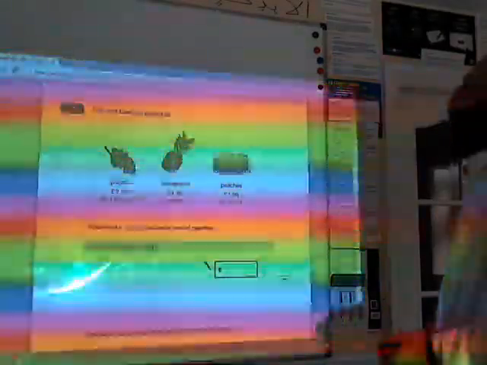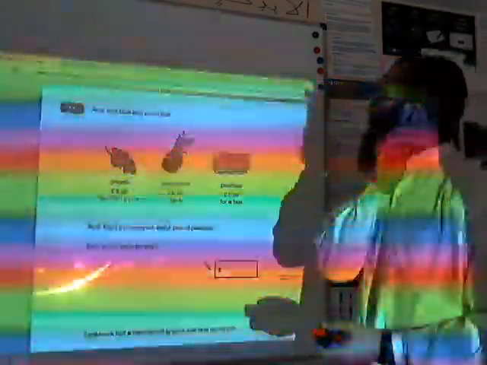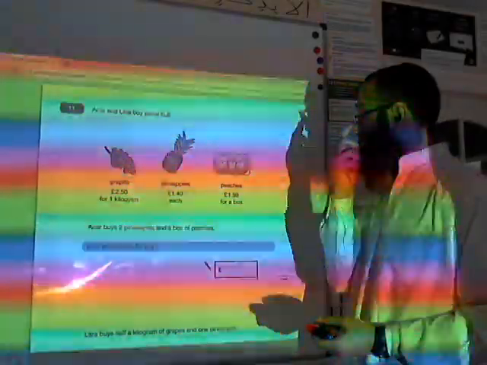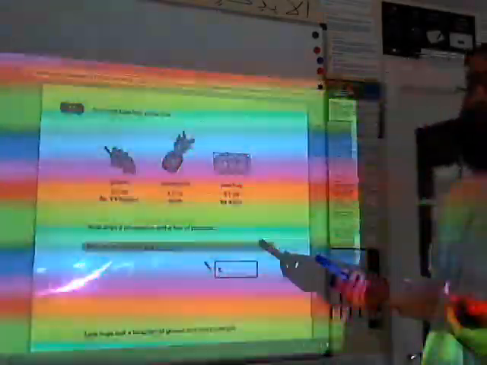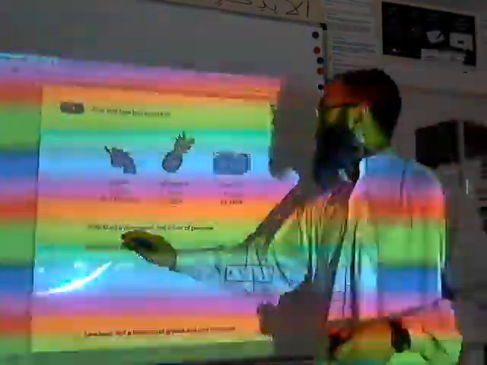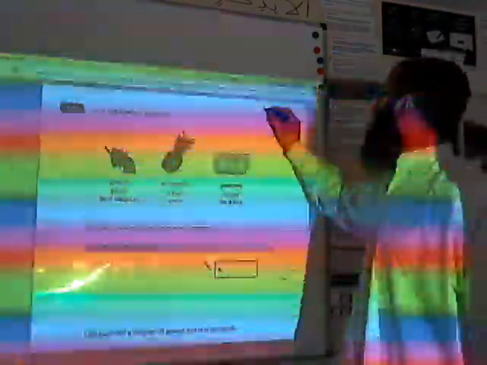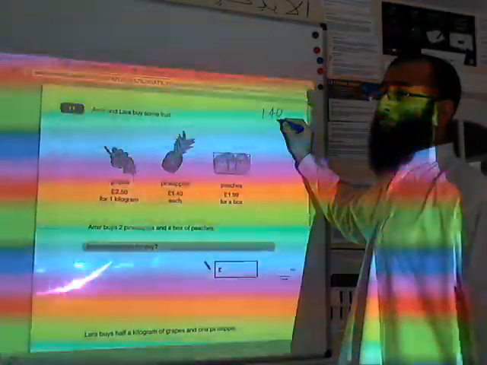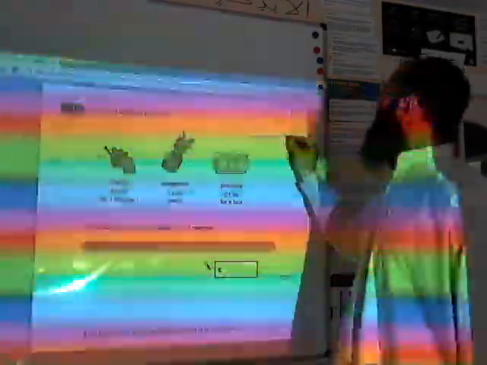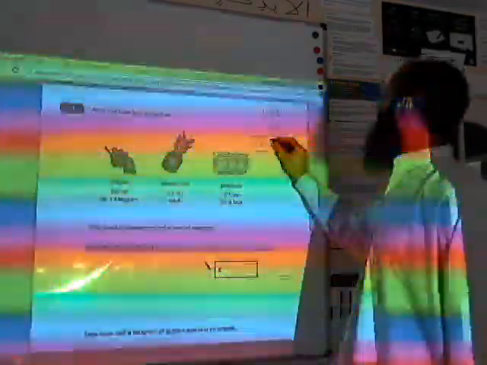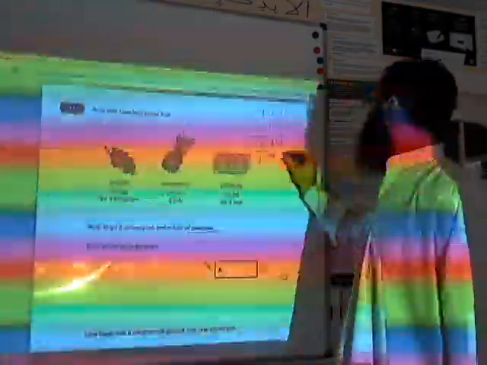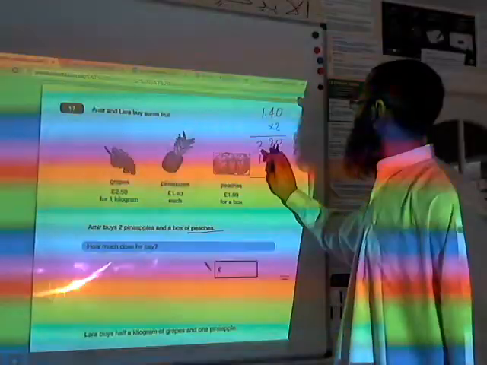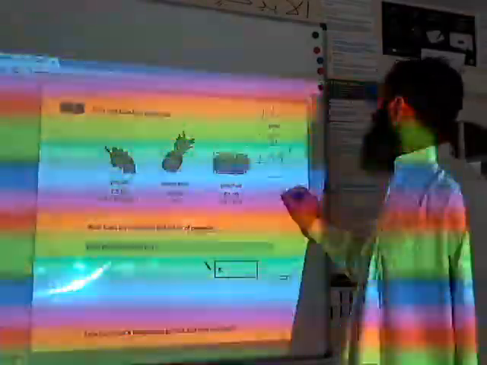Question number 11. Amir and Nora buy some fruit. Amir buys 2 pineapples and a box of peaches. How much does he pay? It's like going shopping, basically. He buys 2 pineapples. So pineapple costs how much each? £1.40. We times it by 2, what will that give us? £2.80. And a box of peaches cost? £1.99. What do we do with these two? Add them up.